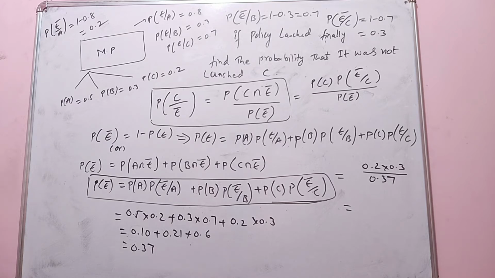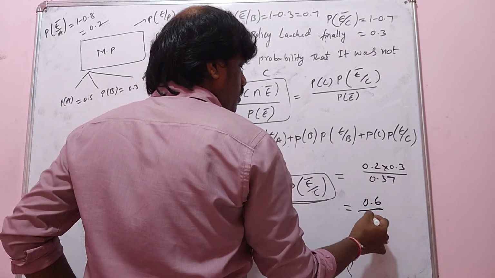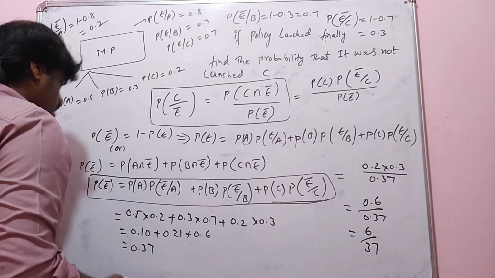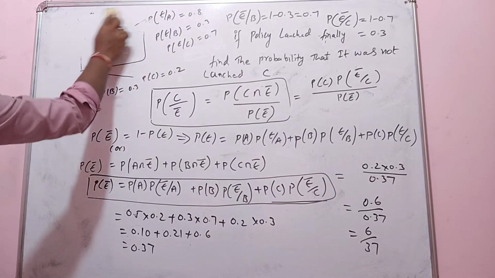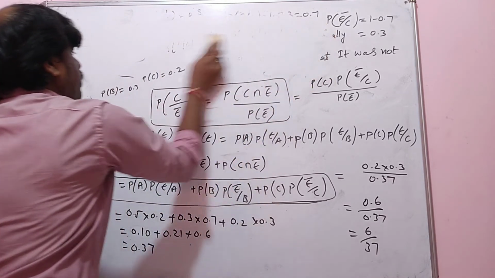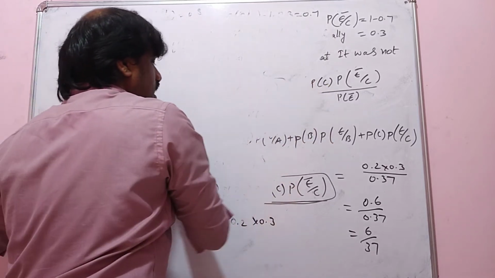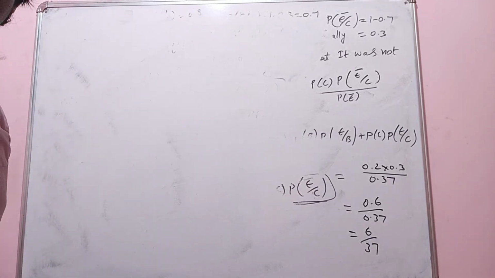So the answer is how much finally? 0.6 upon 0.37, which can be written as 6 by 37. That is the answer, correct? Hope you understand. This is the probability that it is not launched by C. Likewise, now I will explain some more questions on Bayes theorem, which should be understood. I'll explain a few more questions on this.